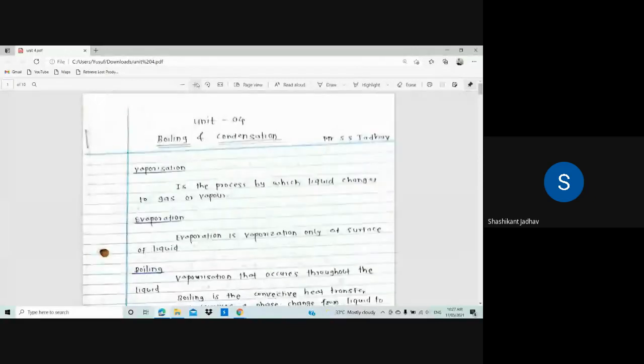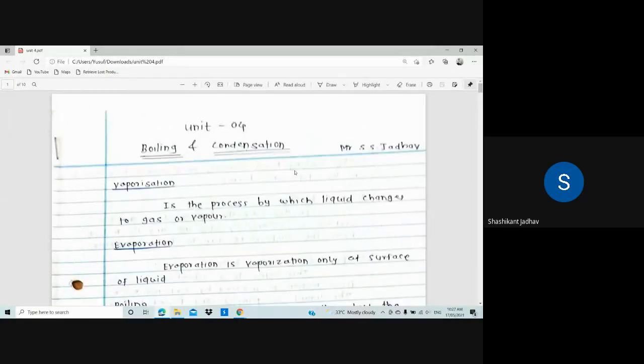Actually, in the earlier syllabus this is unit number 5, but by mistake I have written unit number 4 there. So all of you write down unit number 5, boiling and condensation.